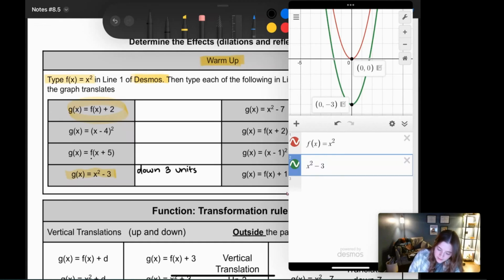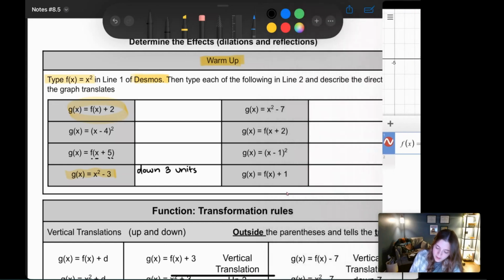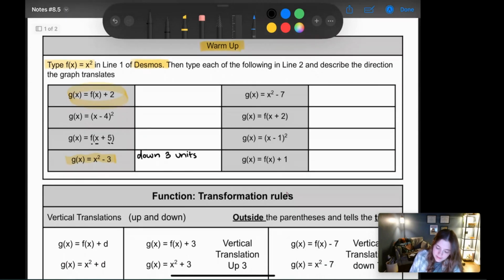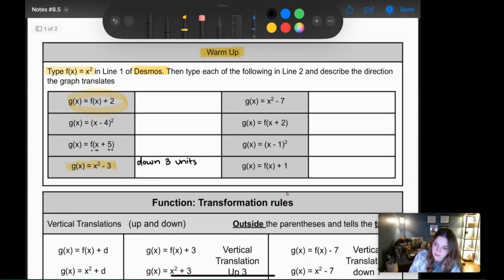What happened when I did f of x plus 5? Tell me exactly what happened from your graph, from that vertex to the next. Desmos is your friend. Use it. And then just write down what you see. So that's your warm-up, and I do want you to try that on your own. Let's go ahead and move on because these warm-ups are going to help you start seeing a pattern.